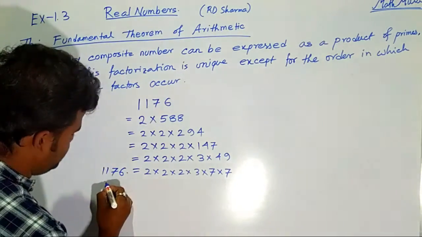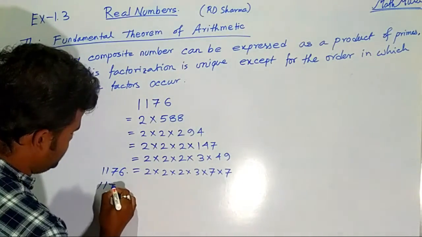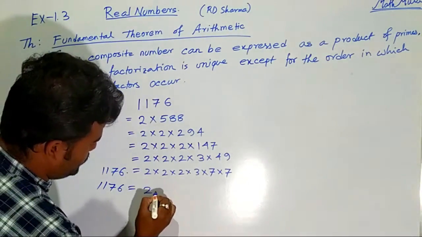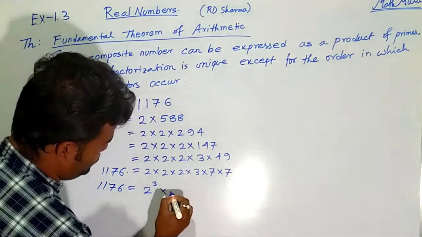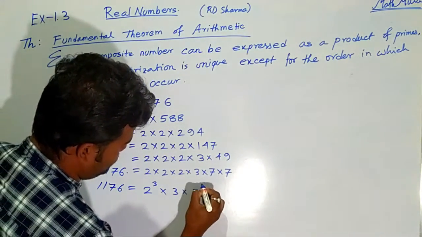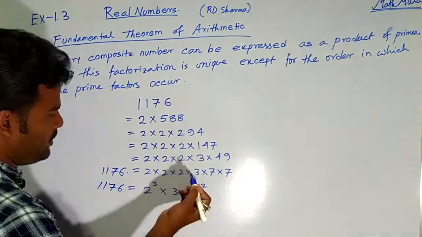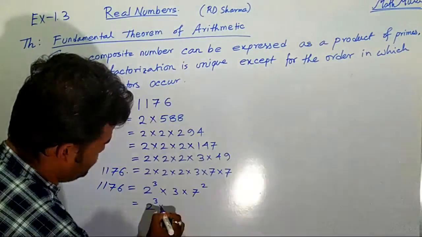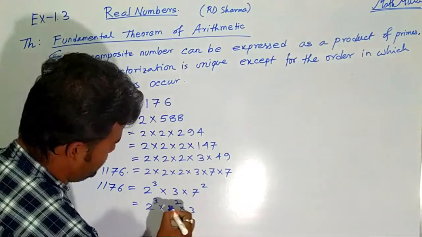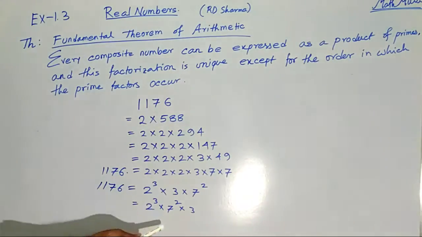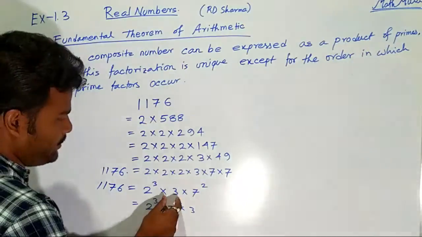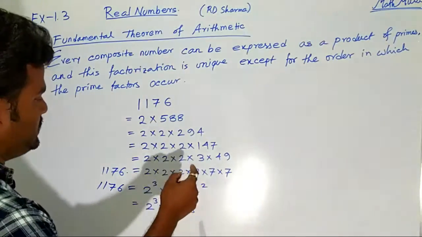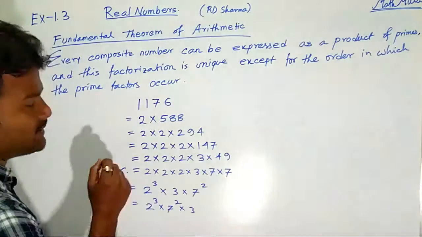We can write 1176 is equal to 2 to the power 3 into 7 to the power 2 into 3. Or we can write 2 to the power 3 into 3 into 7 to the power 2. They are the same. The expression in primes is unique. This does not depend on the order of factors.